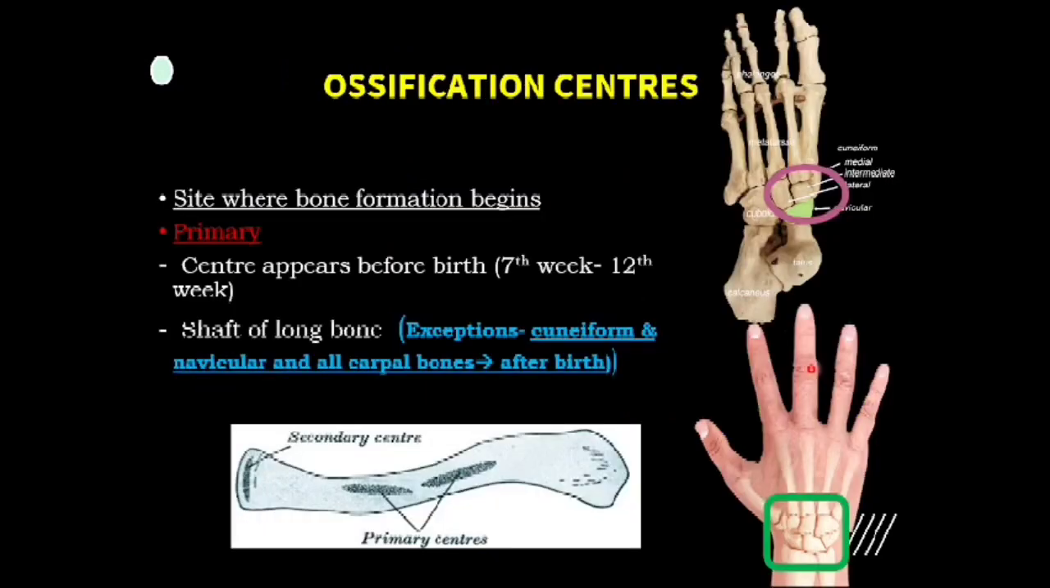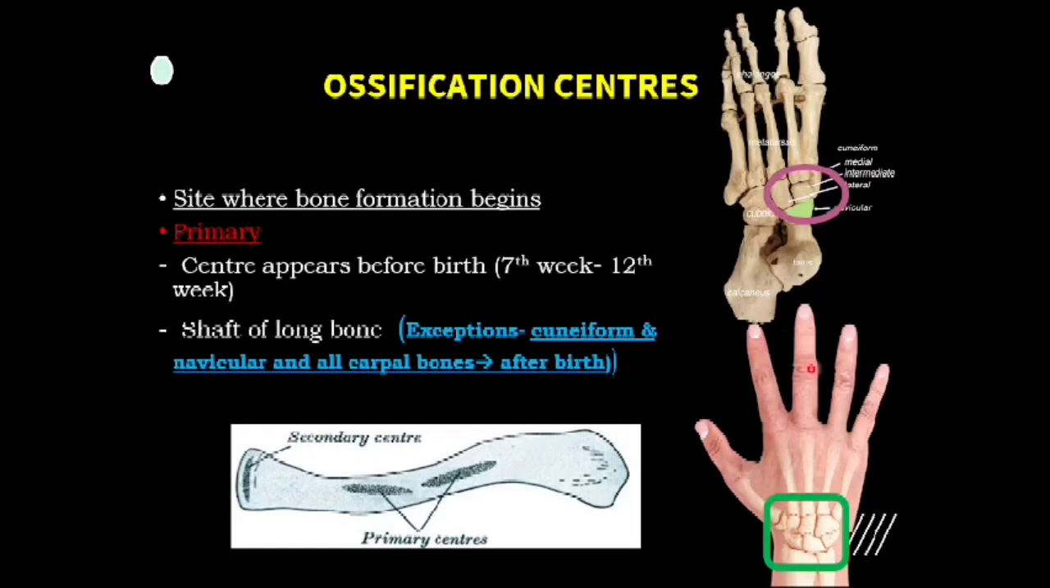So next you have to remember the ossification centers. Ossification, as I told you, means bone formation. So the ossification centers means the site where the bone formation begins. These are of two types, that is primary ossification center and secondary ossification center. The primary center appears before birth, that is by about the 7th to 12th week before birth. And the primary ossification centers start at the shaft of long bones.